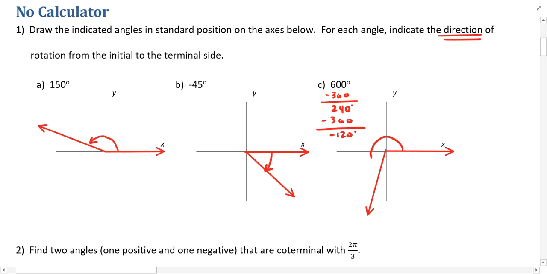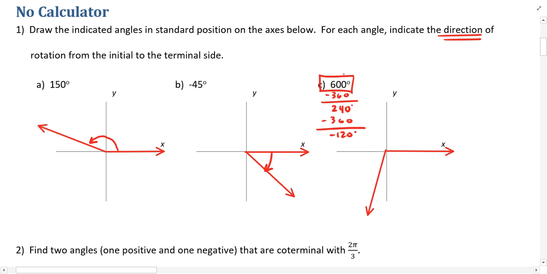Now, I'm not going to mark this angle with either of these two arcs because, again, this one that I've just drawn is a positive 120 degree rotation. This one, I'm sorry, negative 120 degree rotation. This one is a positive 240 degree rotation, but neither one technically is the 600 degree rotation.